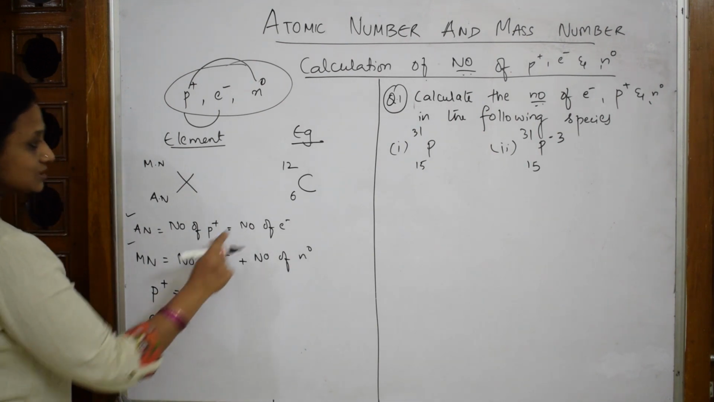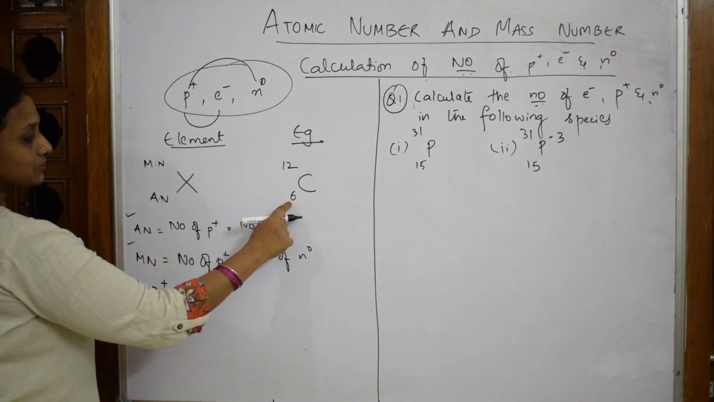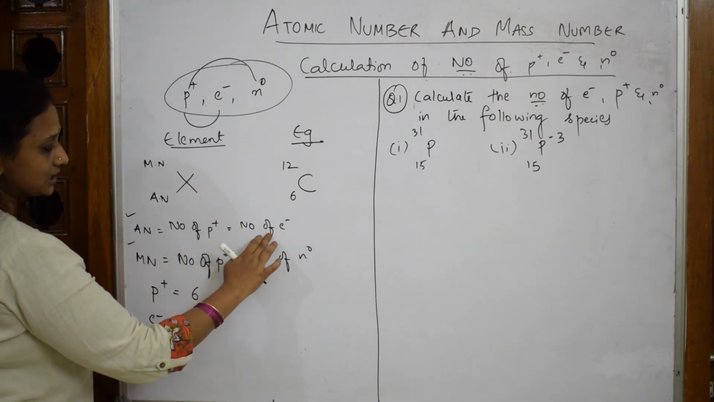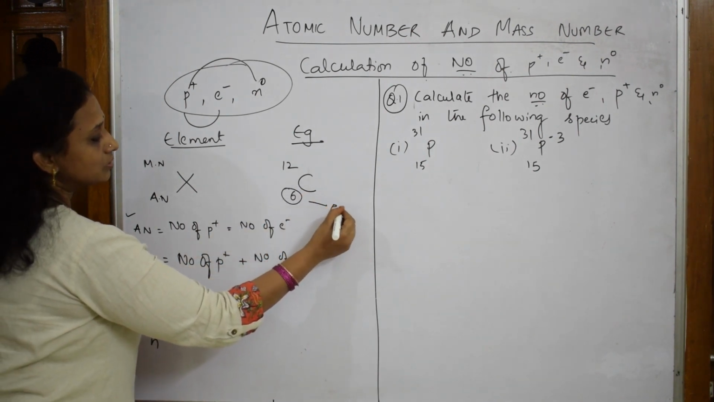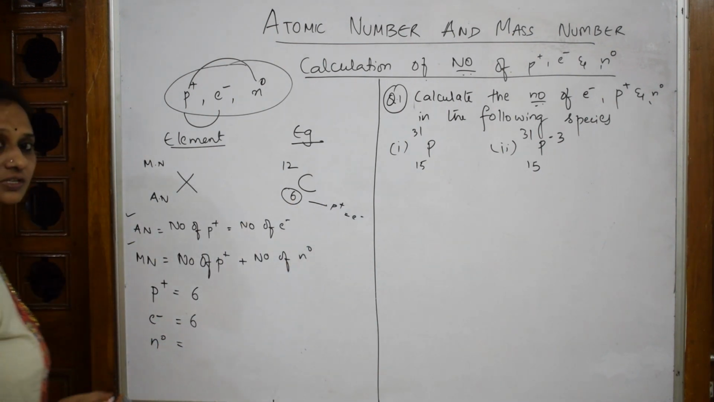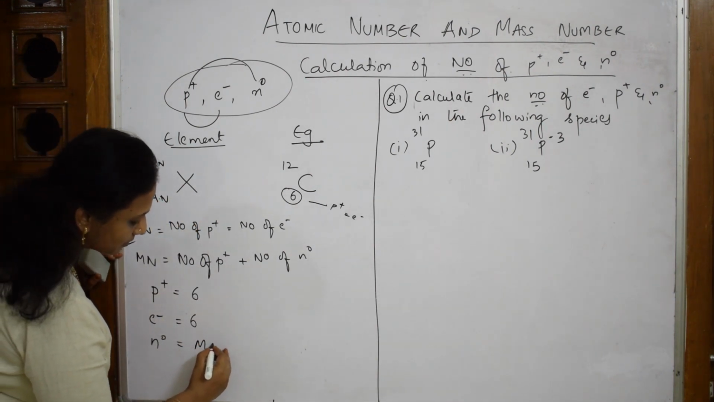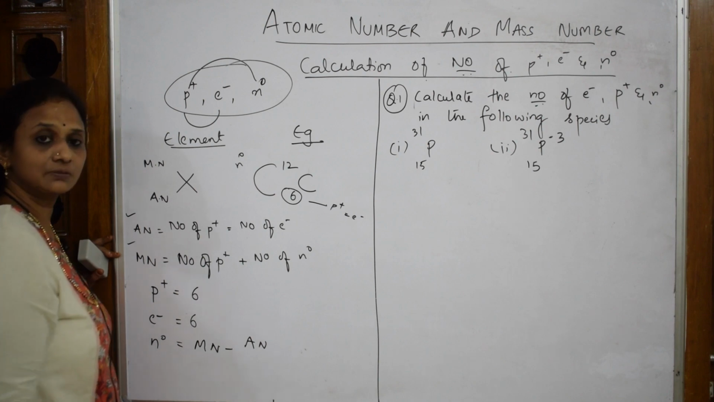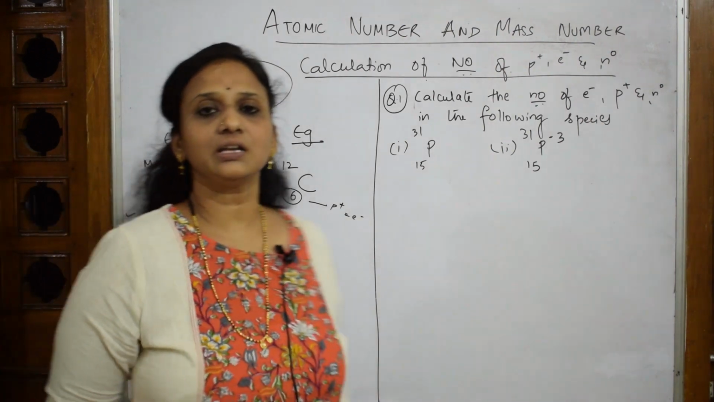For knowing the protons directly, you should go to the atomic number. Atomic number is equal to number of protons, so here the atomic number is 6, so the protons are 6. Since protons are equal to electrons, the electrons are also 6. Now, neutrons. How do you calculate neutrons? It is the mass number minus atomic number. How much is it equal to? 12 minus 6, that is 6 neutrons. All are equal in carbon.